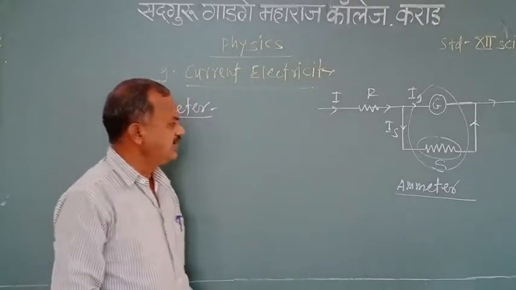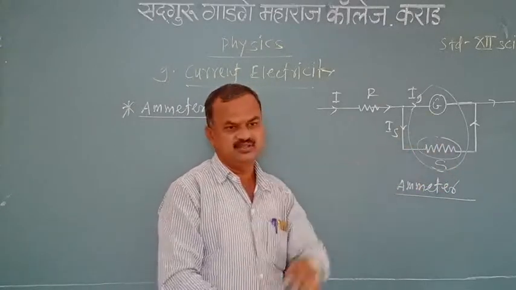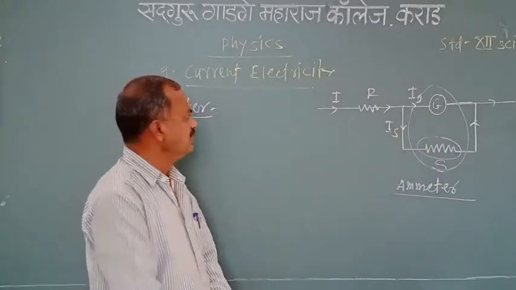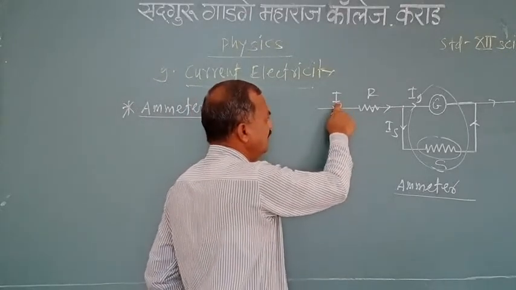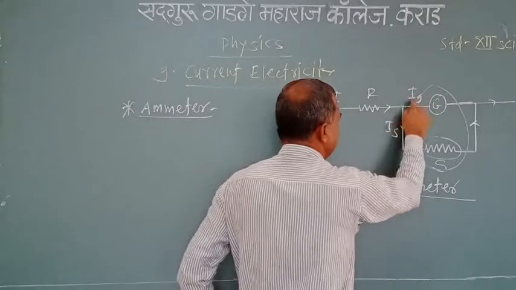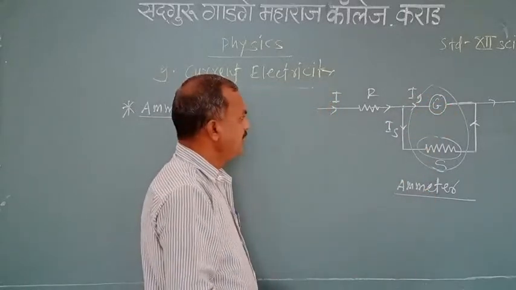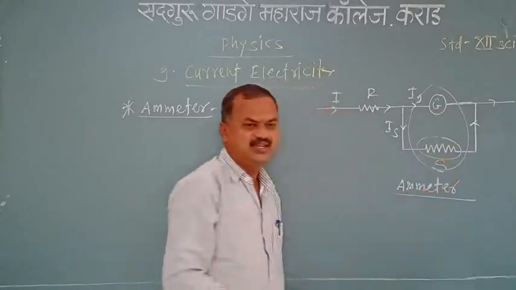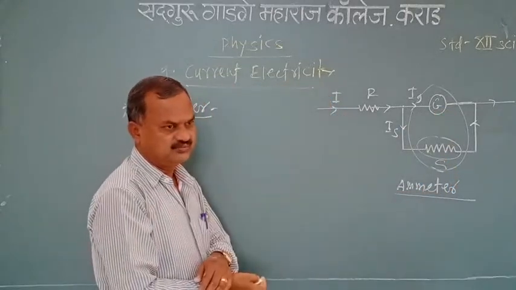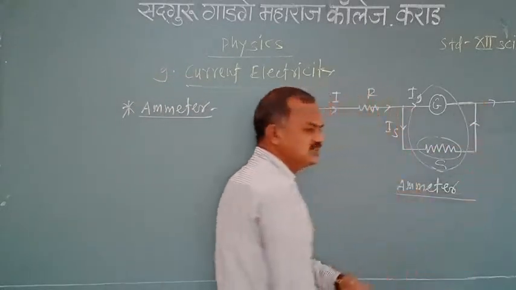Then how to calculate the value of the shunt? By considering this circuit diagram. Here I give the total current flowing through the circuit to be measured. At this point current divides. Ig flows through G, Is flows through S. These two, G and S, are connected in parallel to each other. Therefore, potential across G is exactly equal to potential across S.